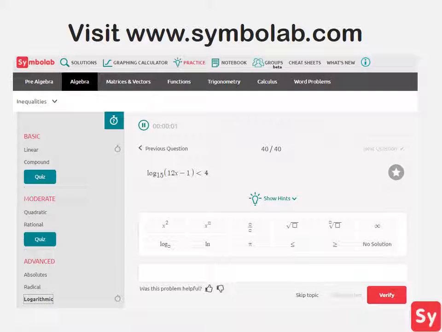Solving logarithmic inequalities can be tricky. However, if you keep practicing these problems, you will become much better at them.